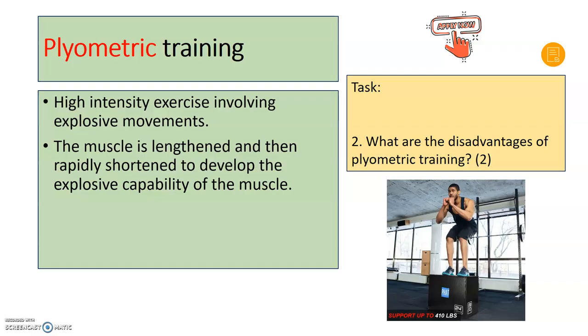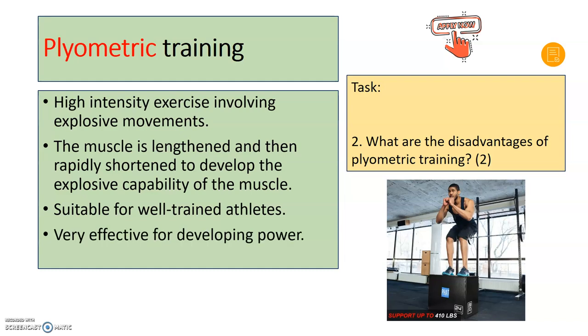The eccentric contraction when we jump down provides more of that elastic energy, that pent-up energy in our quadriceps, so that we can manipulate our muscles. If we then jump again in quick succession, we provide more energy, and that creates that explosive capability in our muscle. Ultimately, this is suitable for well-trained athletes, and it's an effective way of developing power.